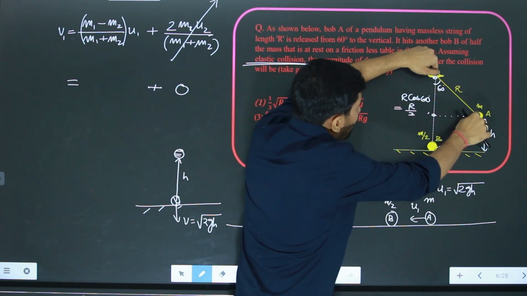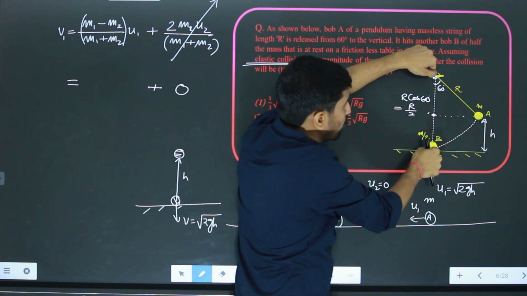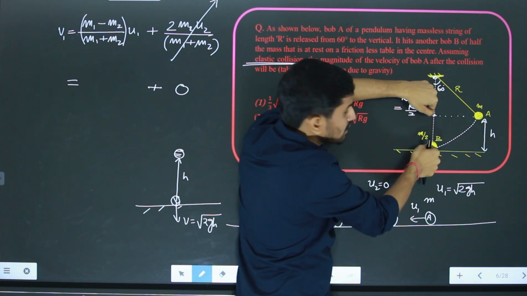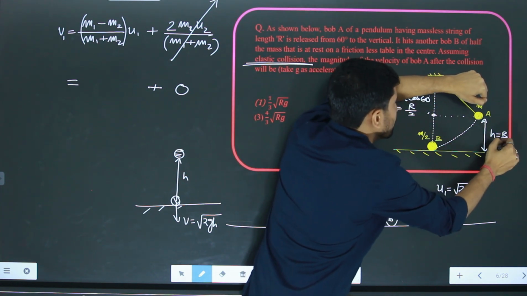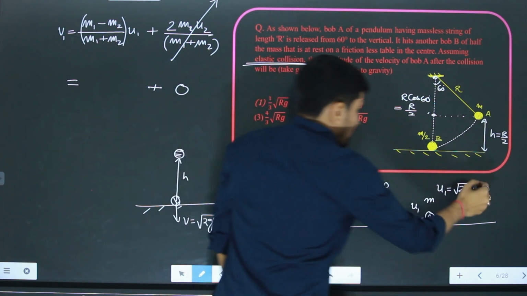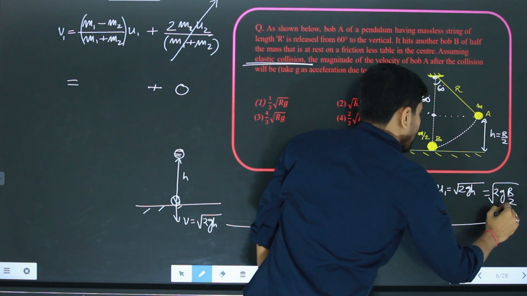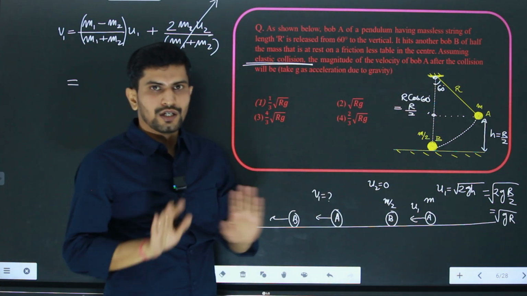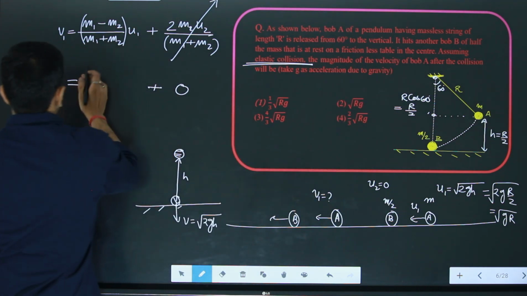Now, when the bob comes here, we can assume that this whole distance will be r. So if the whole distance is r and this is r by 2, then this is another r by 2, which implies h equals r by 2. Clear? Let's put the value of h: square root of 2g times r by 2, which is equal to square root of gr. So this is the value of the initial velocity of A just before collision.